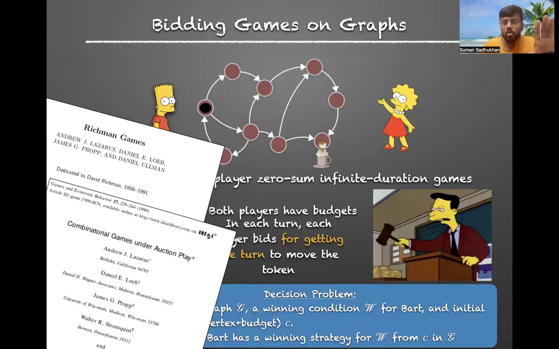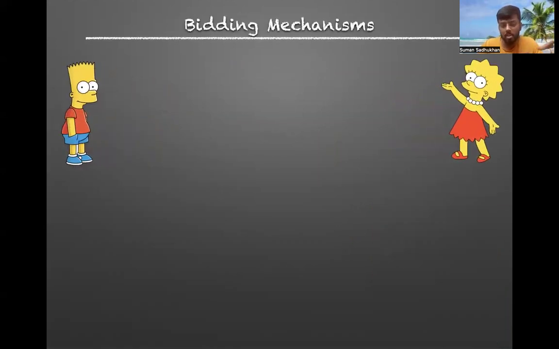This is what we call bidding games on graphs. Bidding games have been studied in the literature, not by the verification community but in other contexts, and we adapt the bidding mechanisms from that literature. For example, Richman games, and I have cited a few papers, you can look into them. But as of yet, I have just explained how the turn-based movement of the token in the game graph changes to bidding.